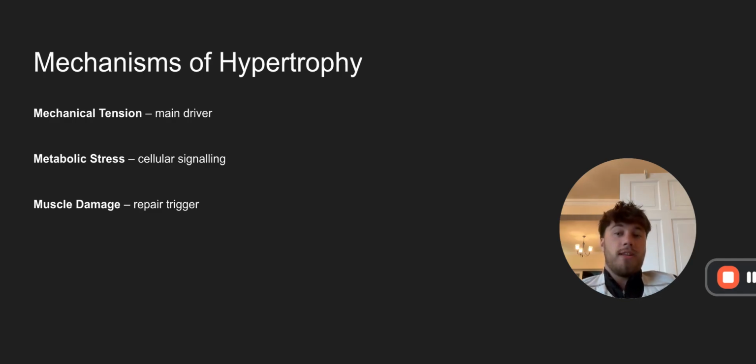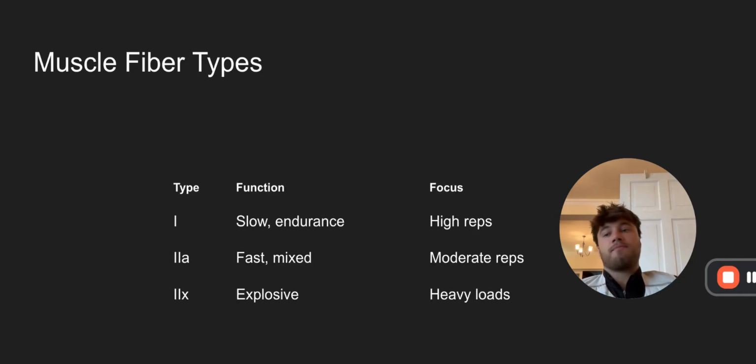But what do you need to do to cause muscle damage? You need to apply tension. See what I mean? Mechanical tension. What do you need to do to increase metabolic stress? You need to apply tension. They both stem from how much mechanical tension you put through a muscle. So tension is the base signal that everything else depends on. We have different muscle fiber types as well.